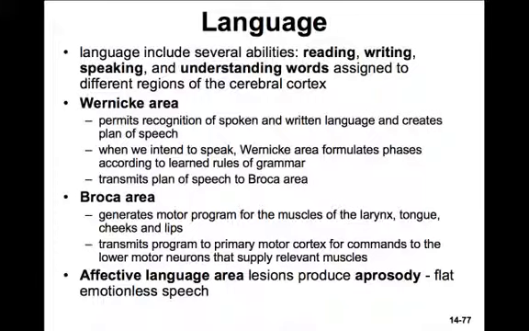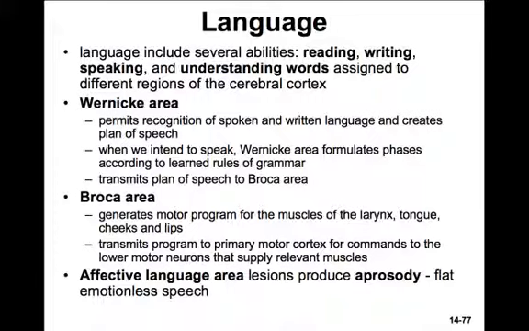Now, language includes several different abilities: reading, writing, speaking, and understanding words, and it's assigned to different regions of the cerebral cortex. This is where we'll look at Wernicke's area and Broca's area. Wernicke's area permits recognition of spoken and written language and creates a plan for the speech. When we intend to speak, Wernicke's area formulates phrases according to the learned rules of grammar and transmits the plan of speech to Broca's area.